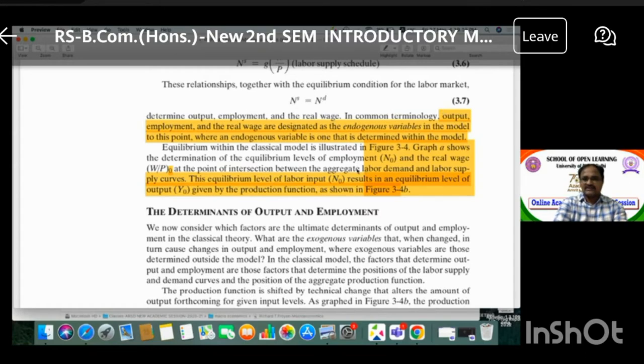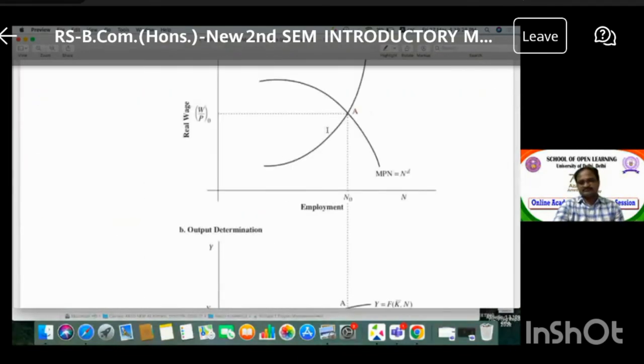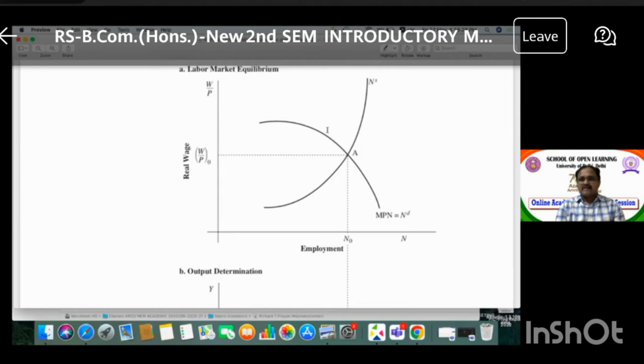So what will I have to explain here? The equilibrium level of labor input and the equilibrium level of output are given by the production function. Here is the figure, this we need to explain. What is the classical theory equilibrium? The classical theory equilibrium point is point A. Why? Because the aggregate demand curve equals the aggregate supply curve at point A. So that is the classical theory equilibrium point.